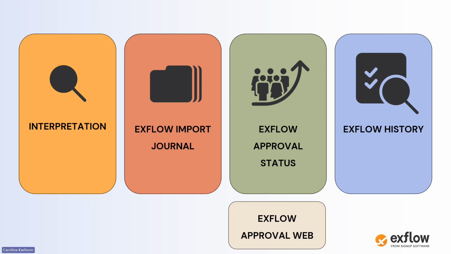After you have interpreted a document, you import it to ExFlow AP, and it lands in the import journal in Business Central. And here you ensure that the document is prepared for the approval workflows. You add accounts and so on, either manually or with functions. And then the next step is for your approvers to approve the document. So you create the document in the import journal, and then it moves to the approval status, where you can track the progress of the approvers and so on.